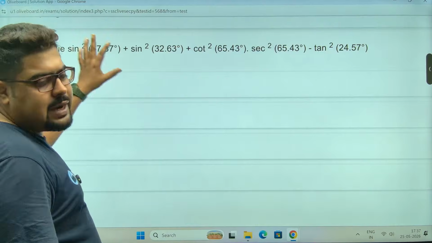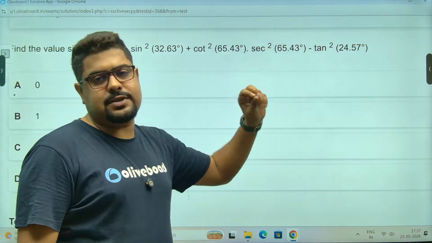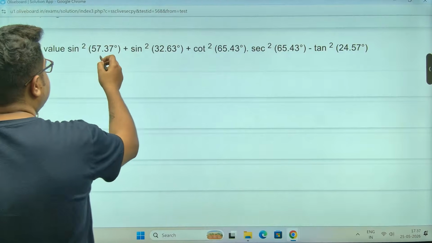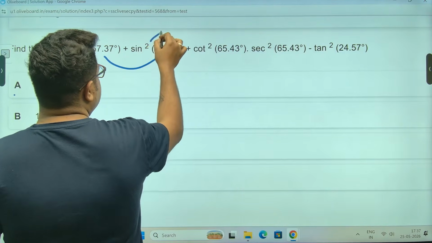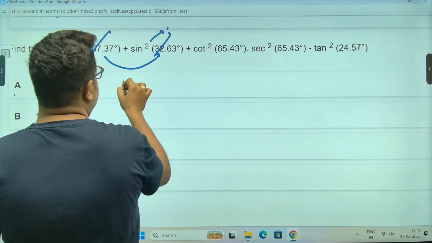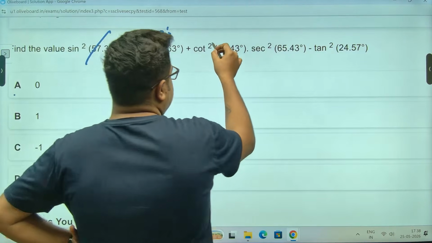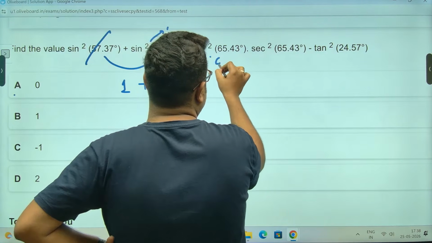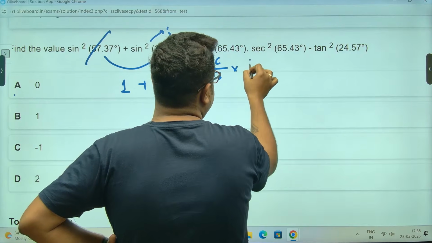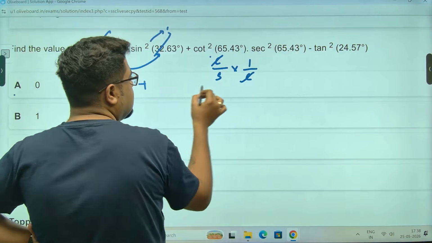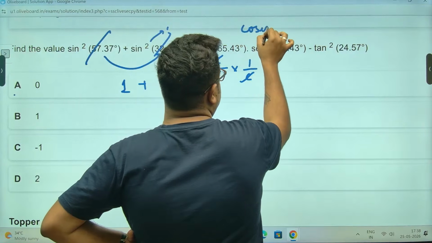Sir, looking at the values, the first thing that struck me was complementary angles. Chalo, 57 complementaries are this. So this will become cos, and this cancels 1. Sir, cot and sec, meaning this will be cos by sine, and this will be 1 by cos. So this is 1 by sine, meaning cosec. This will be cosec, sir.